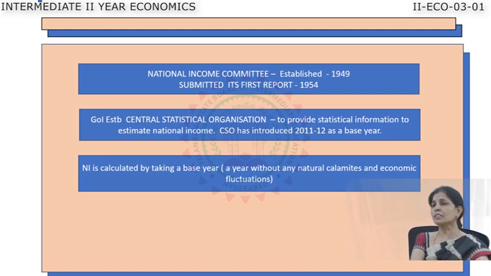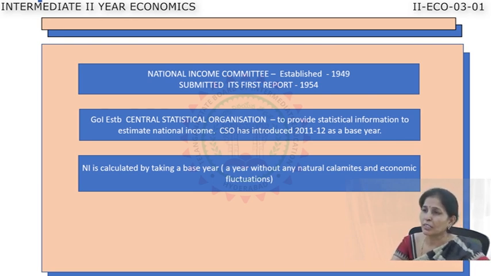The Central Statistical Organization selects one of the years as the base year. While selecting the base year, they consider a year without much economic fluctuations, without any natural calamities. So recently CSO has taken 2011-12 as the base year. So here, national income is calculated by taking a base year, a year without any natural calamities or economic fluctuations.